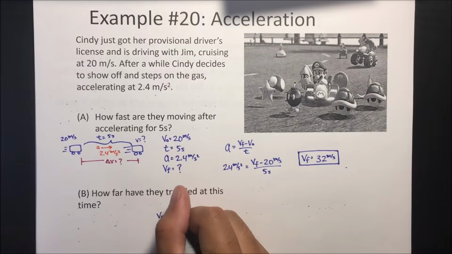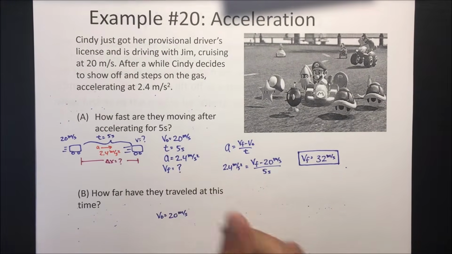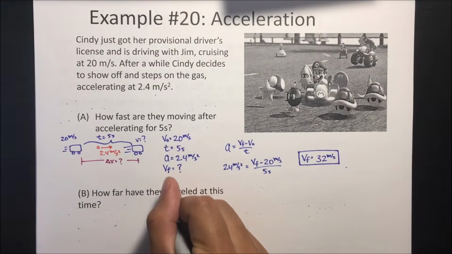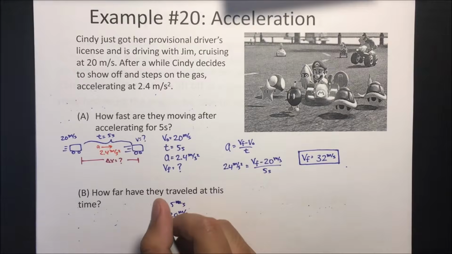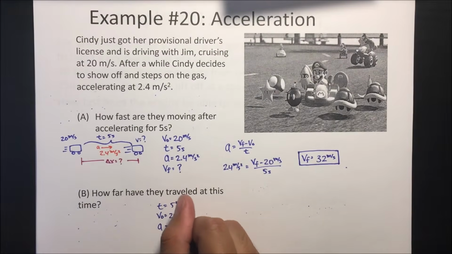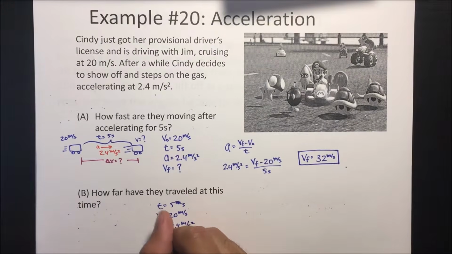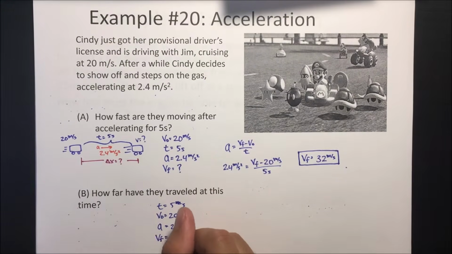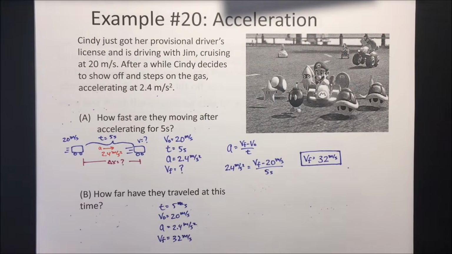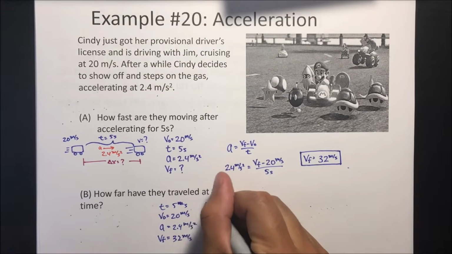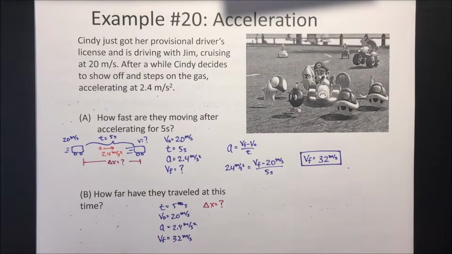Again, we know the initial velocity is 20 meters per second. We know time is equal to 5 seconds. We know acceleration is equal to 2.4 meters per second squared. And we know the final velocity is 32 meters per second. And what we're looking for is the displacement.